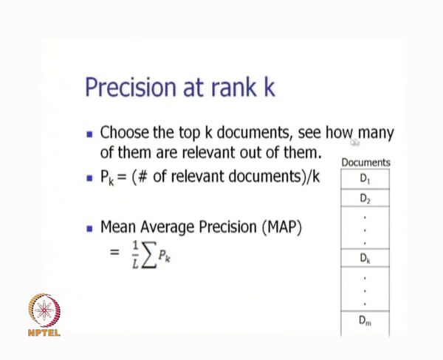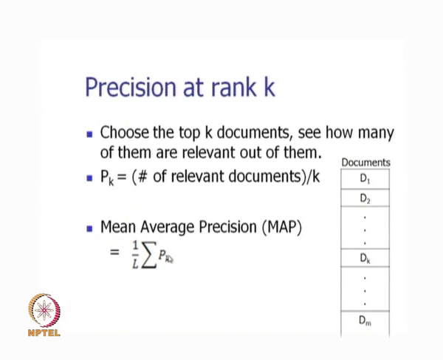Now, there is this important parameter which we started discussing, precision at rank k. Choose the top k documents, see how many of them are relevant. So, P at k is equal to the number of relevant documents divided by k. This is precision at rank k, and the mean average precision is obtained in this way, that is 1 by L into sigma P k. Why is it called mean average precision or MAP? There are two means, as you can see here, two averages. Mean is an average, average is also an average or a mean.